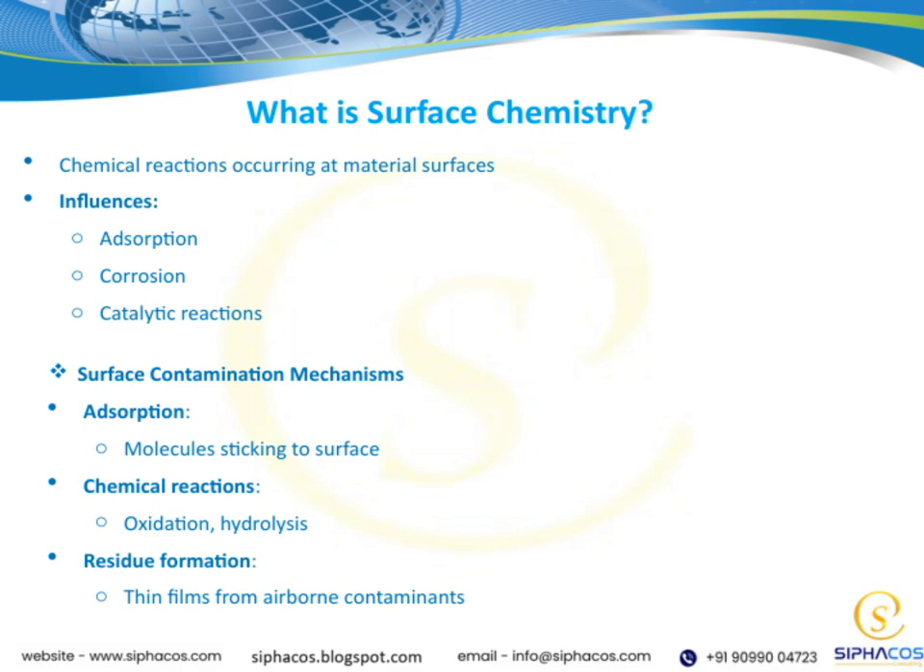So, what exactly is surface chemistry? It refers to the chemical reactions taking place right at the material's surface, and these reactions can significantly impact how materials behave. For example, adsorption affects how surfaces interact with their environment. Corrosion can degrade materials, and catalytic reactions are essential in many industrial processes. Understanding these mechanisms helps us better control contamination and improve material performance in various applications.